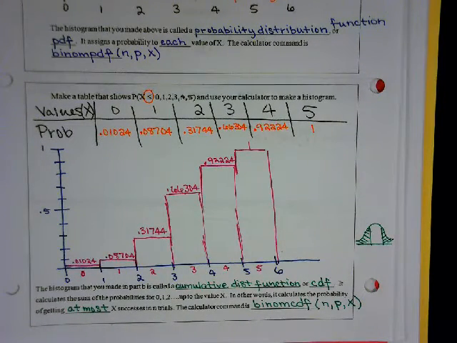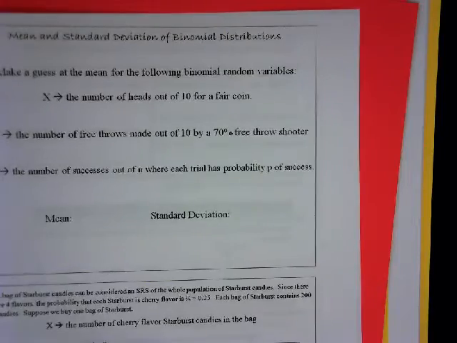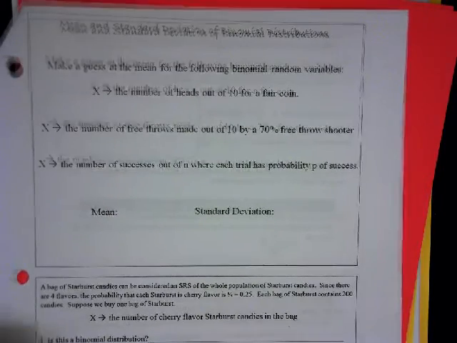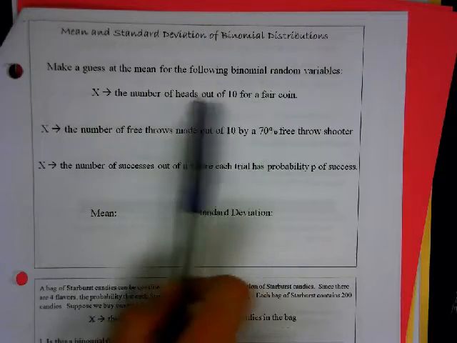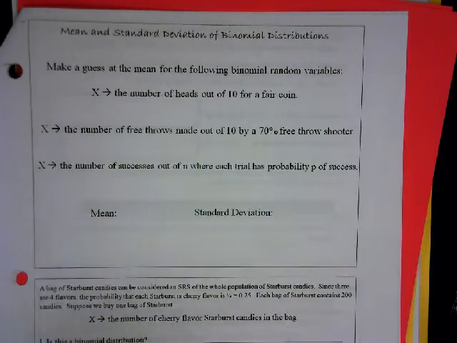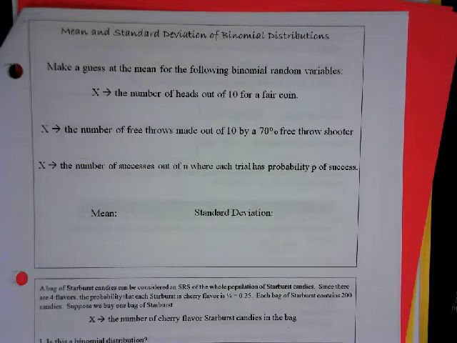So here's the part where you guys would have been talking with me and you're just going to have to listen to me. So we're going to make a guess at the mean for the following binomial random variables. So first one, x is the number of heads out of 10 for a fair coin. So maybe make a mental guess to yourself. How many heads, if we tossed a coin 10 times, how many heads would we expect if we did a bunch of simulations of 10 flips of the coin? Hopefully, one of you is going, oh, I think it's 5.